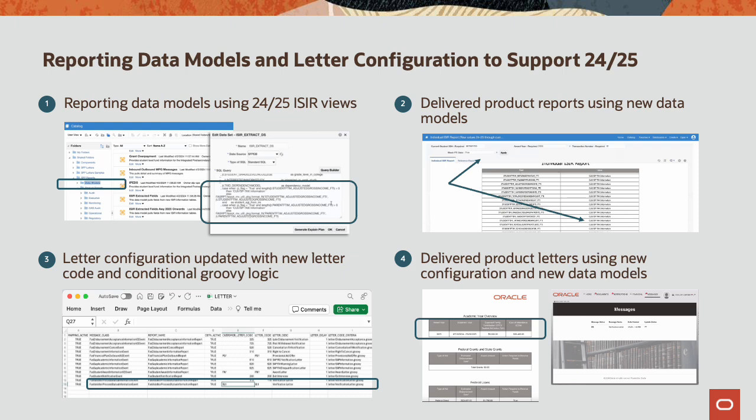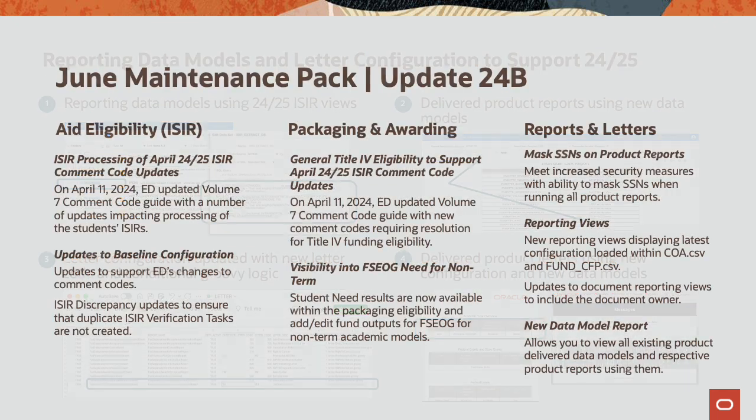We have created a new VL1 letter code to use for verification letters for 24-25 award year and future. And within the letter configuration, we have delivered baseline configuration that will leverage the new code and updated Groovy logic that will select the verification letter code based on the award year. For the letters themselves, we have made updates to the provisional aid offer letter as well as the aid offer letter to include ISER and COA information from all award years, including crossover scenarios. And the verification letter was updated to use the new letter code.